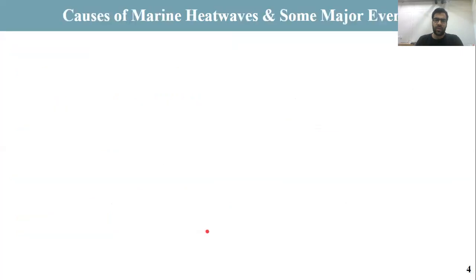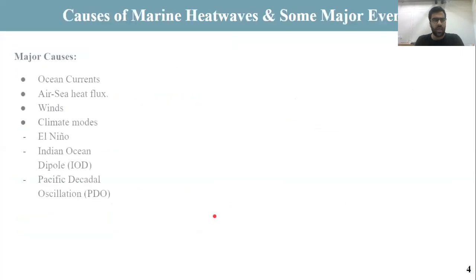Now, what are the causes of marine heat waves? Marine heat waves are caused by ocean currents. Ocean currents pile up warm water in a particular area, which brings the heat waves. Then the warm atmosphere transfers heat to the sea surface, the oceans. That increases the temperature of the sea surface and causes the marine heat wave.